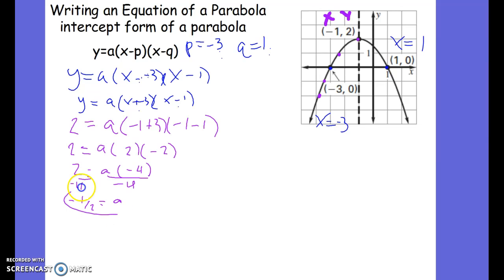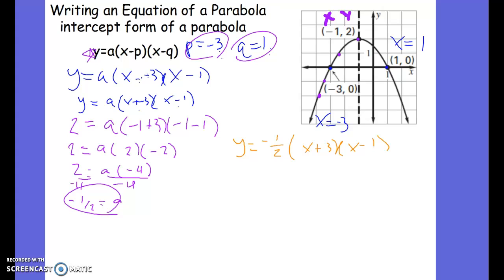So I'm going to plug my a, my p, and my q into this original equation and see what I have all together right now. So at this moment in time, so far we have y equals -1/2 times x plus 3 times x minus 1. So we are all the way up to step number 5.